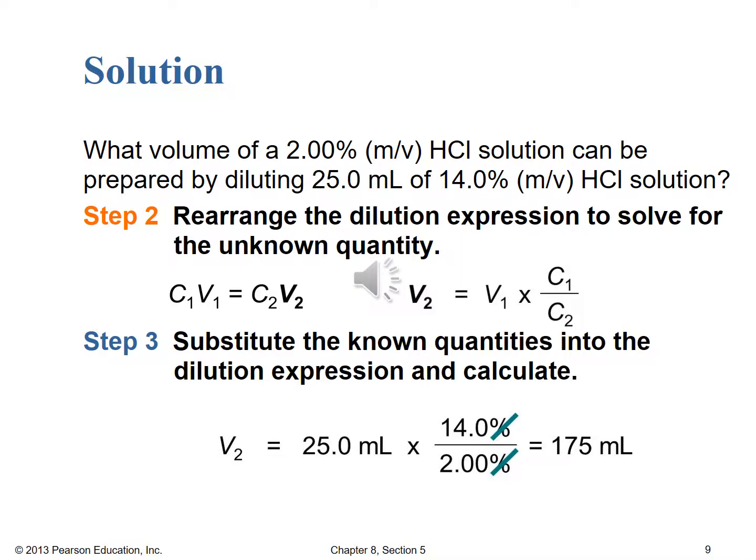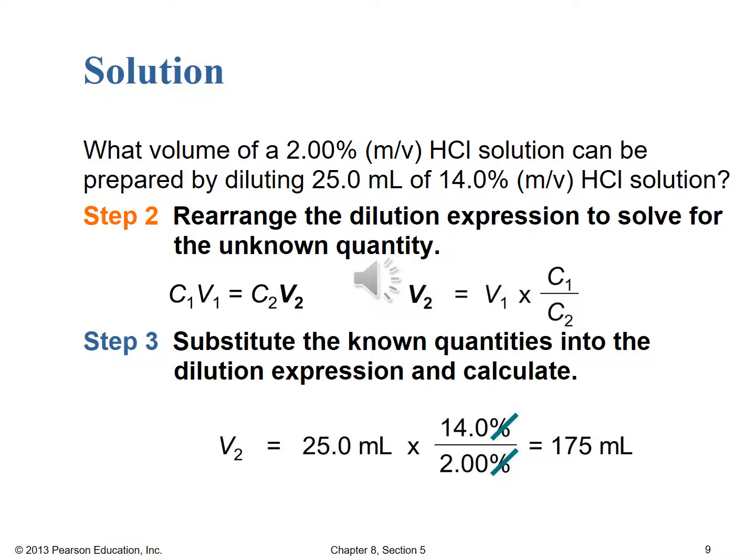Moving on to step 2, we can rearrange that dilution expression to solve for the unknown quantity. In this case, it's the final volume, V2, that we're solving for. So we can divide both sides by C2 to isolate V2 and then flip the equation around to get V2 equals V1 times C1 over C2. Finally, in step 3, we substitute in those known quantities to calculate our unknown. So 25.0 milliliters was the V1, multiplied by 14.0% mass per volume divided by 2.00% mass per volume.